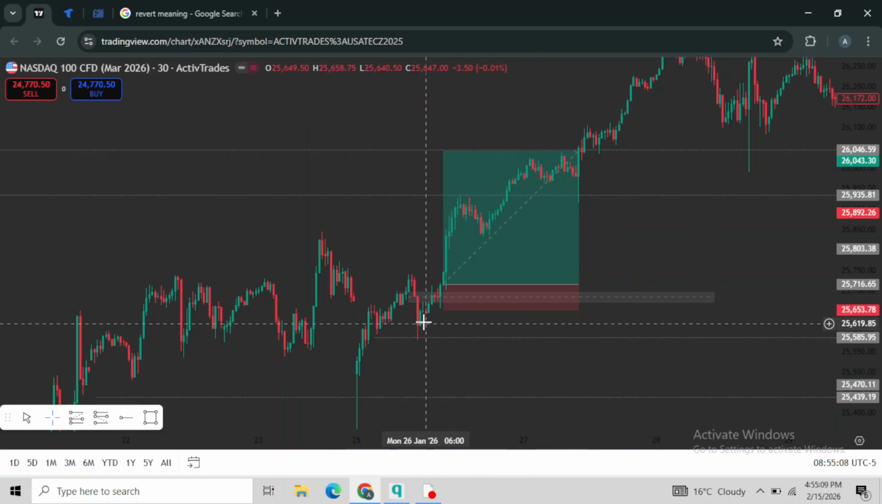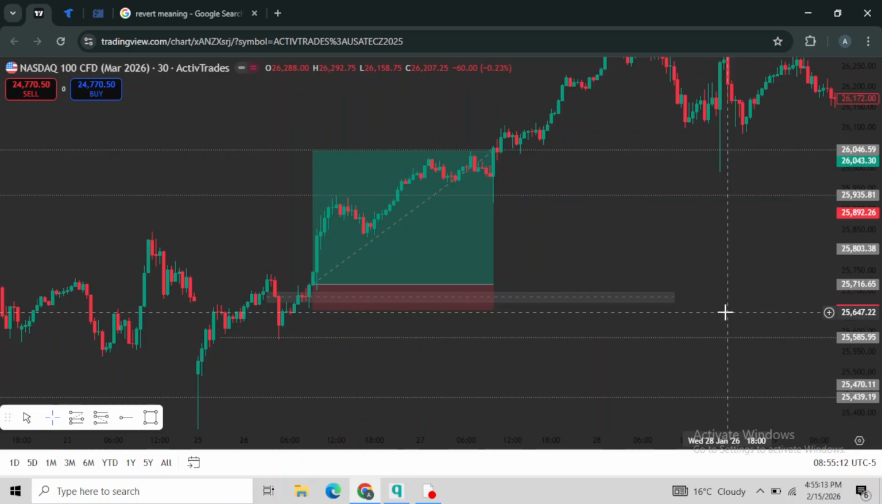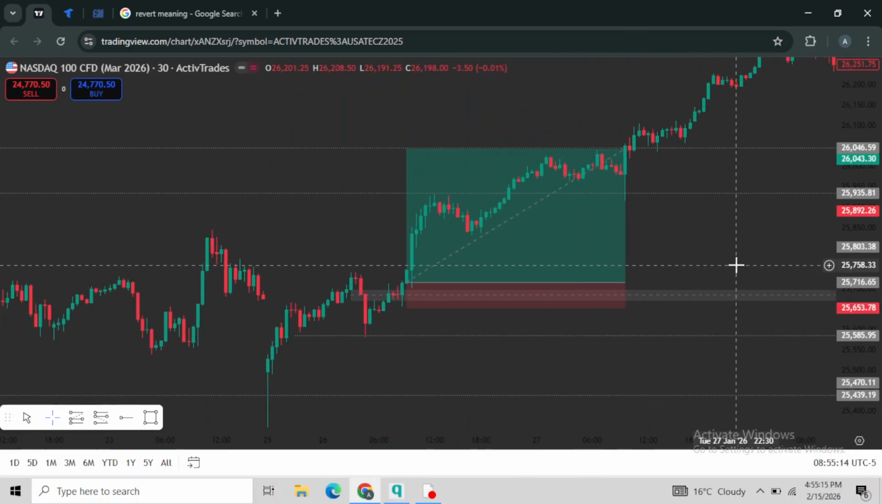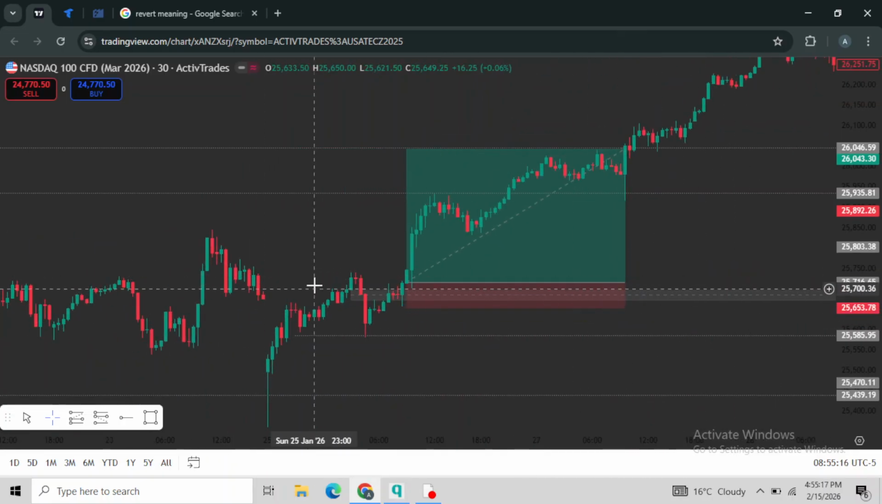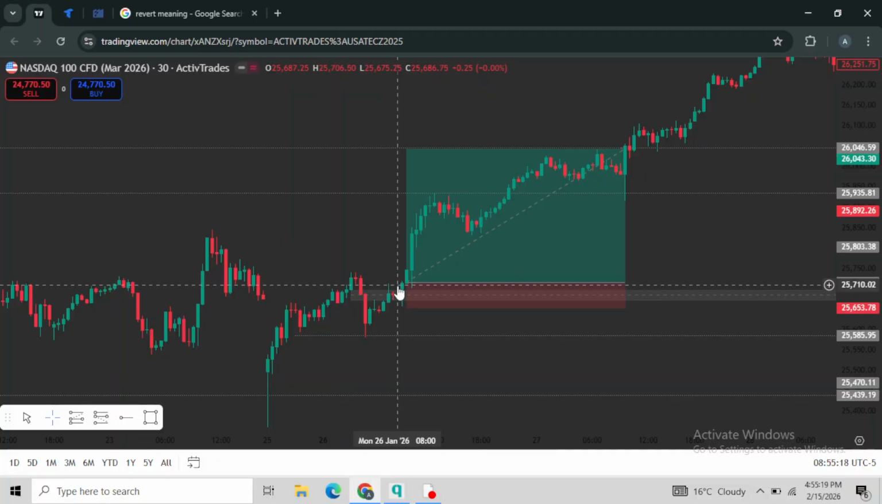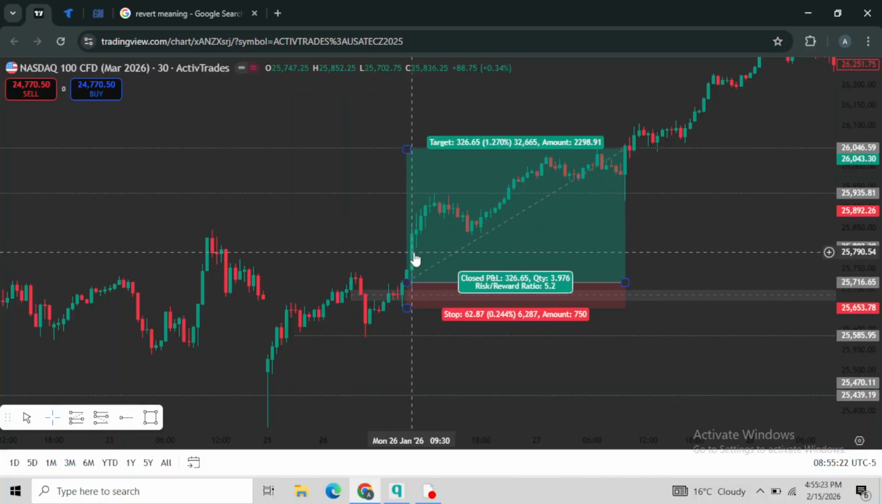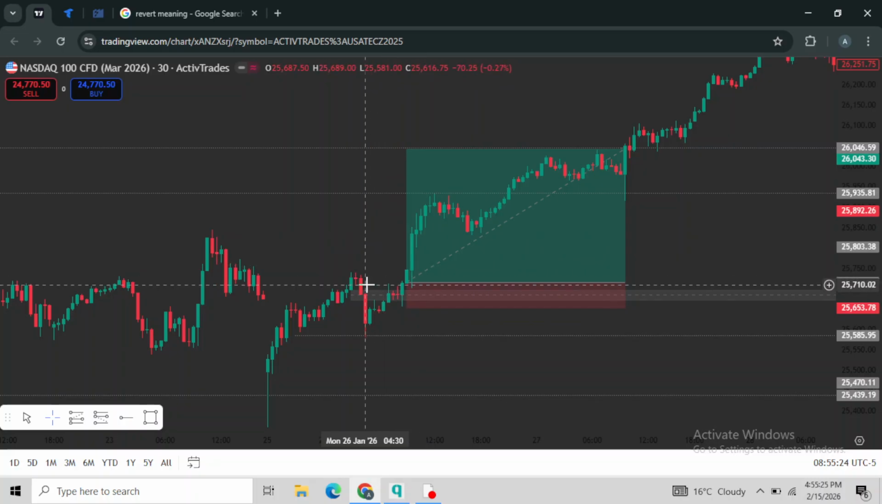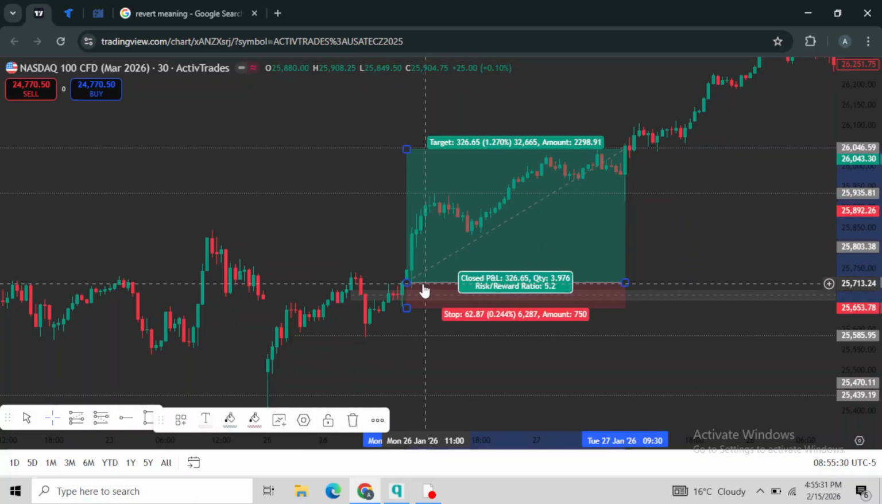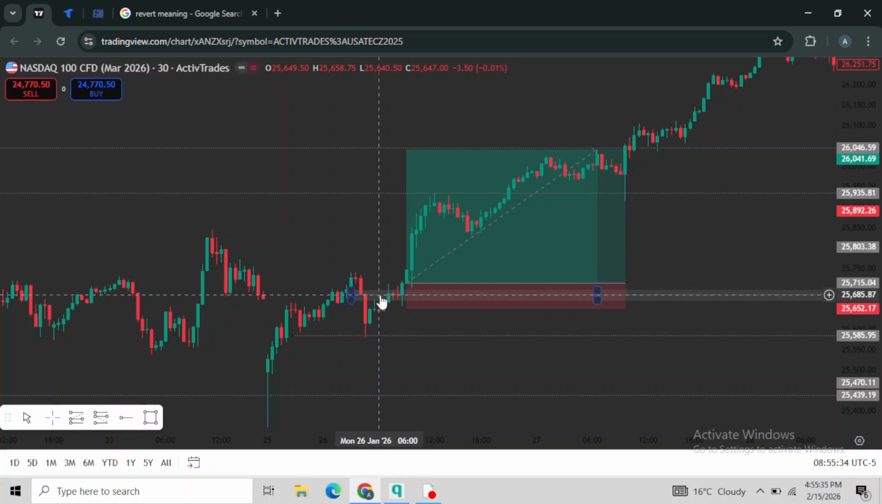Now, I put my stop loss just below this 30 minute low because there is another 30 minute fair value gap that price retraced. This is the 9:30 a.m. candle. Price retraced that zone and goes higher. That's why I think even my entry should be here. I put my entry there.